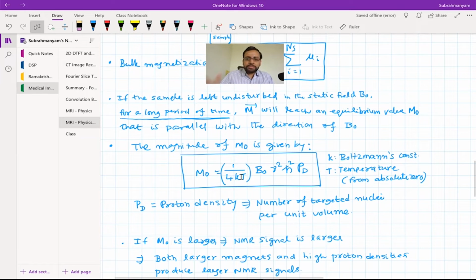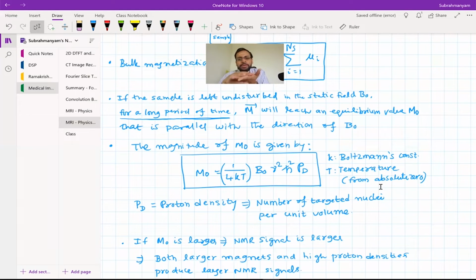So here k is the Boltzmann constant. It's a constant, so no worry about that. T, capital T, is the temperature from absolute zero. So from absolute zero, I think that means Kelvin, I guess. You need to refer to that. I don't exactly remember. So that's temperature.